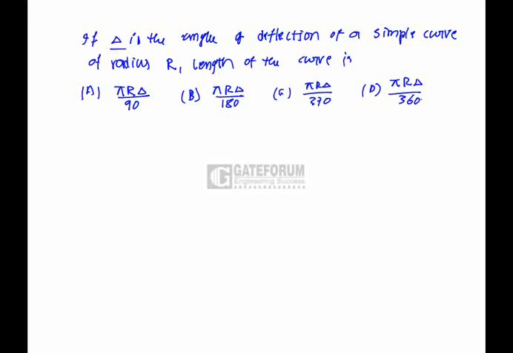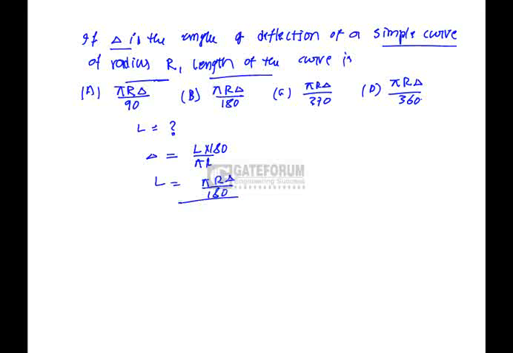If delta is the angle of deflection of a simple curve of radius r, what is the length of the curve? We have to find out the length of the simple curve. We know that the angle of deflection of a simple curve is L into 180 divided by pi r. So L is equal to pi r delta by 180. So option B is correct.